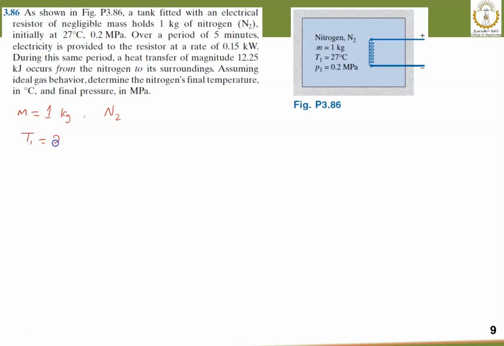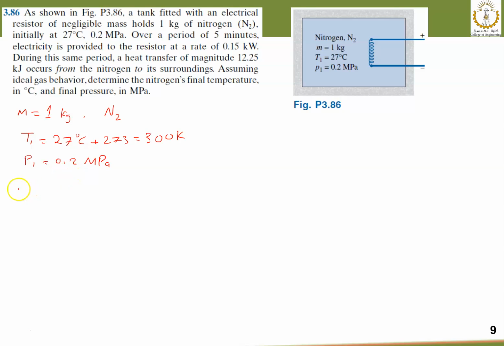T1 equals 27 degrees Celsius. So let us immediately convert it into Kelvin, because that's what we need to use generally. So this is 300 Kelvin. P1 equals 0.2 megapascal.